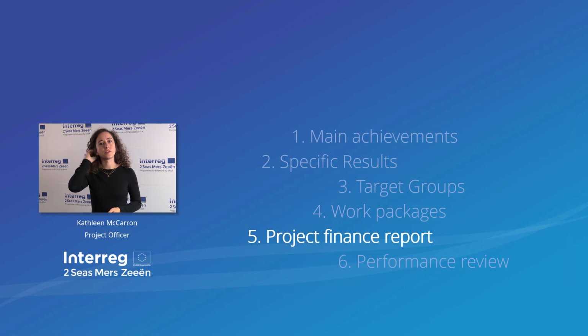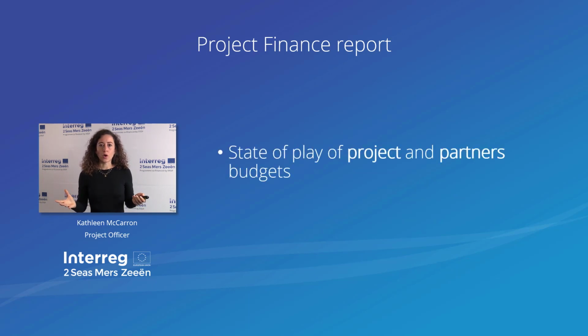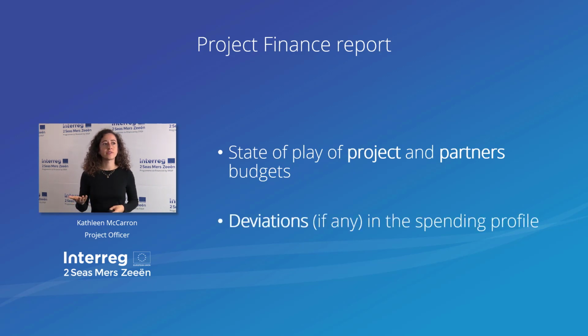Now we're coming to the section on the project finance report. In this section, we ask you to provide us with a state of play on the spending level, at project level, but also at partner level. Again, it's possible that there have been some issues or deviations in the spending or in the activities, and this must be clearly explained should it be the case. If a partner is falling behind in terms of spending, you need to explain to us why.